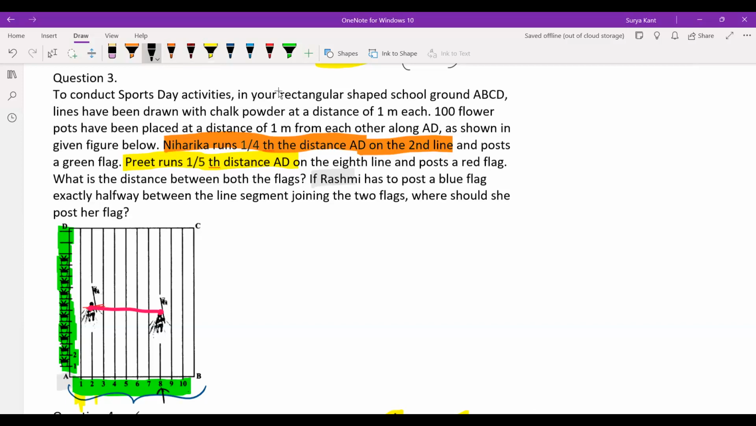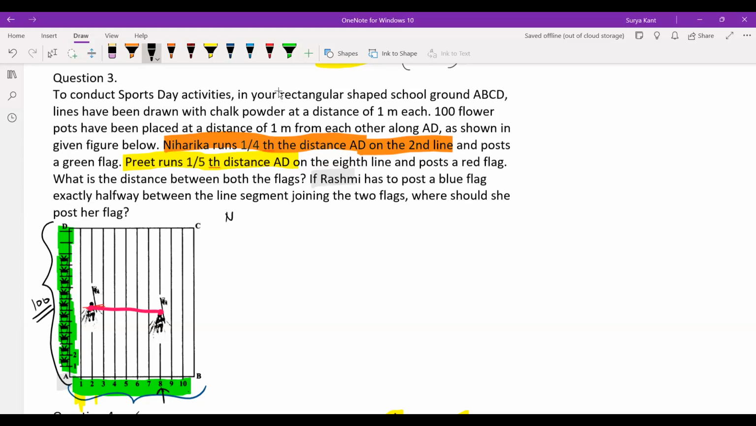So till 1 to 10 they have mentioned here, right? Next, 100 flower pots have been placed at a distance of 1 meter from each other along AD as shown in the given figure. 100 flower pots are there. Means from A to D, how many flower pots are there? 100. So how many meters? 100 meters, right? Because each flower pot is 1 meter distance. So from A to D, the complete distance is 100 meters.